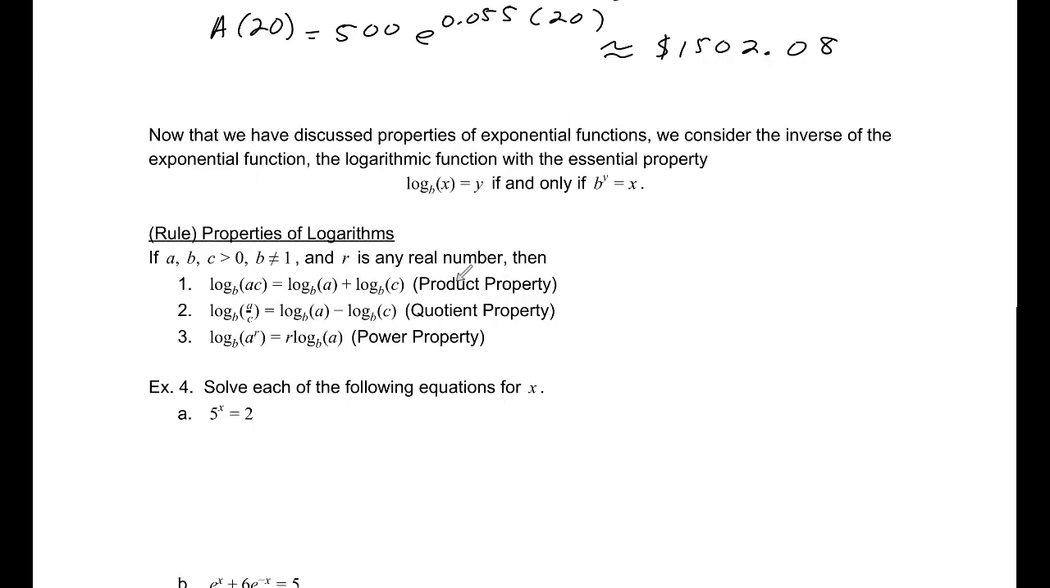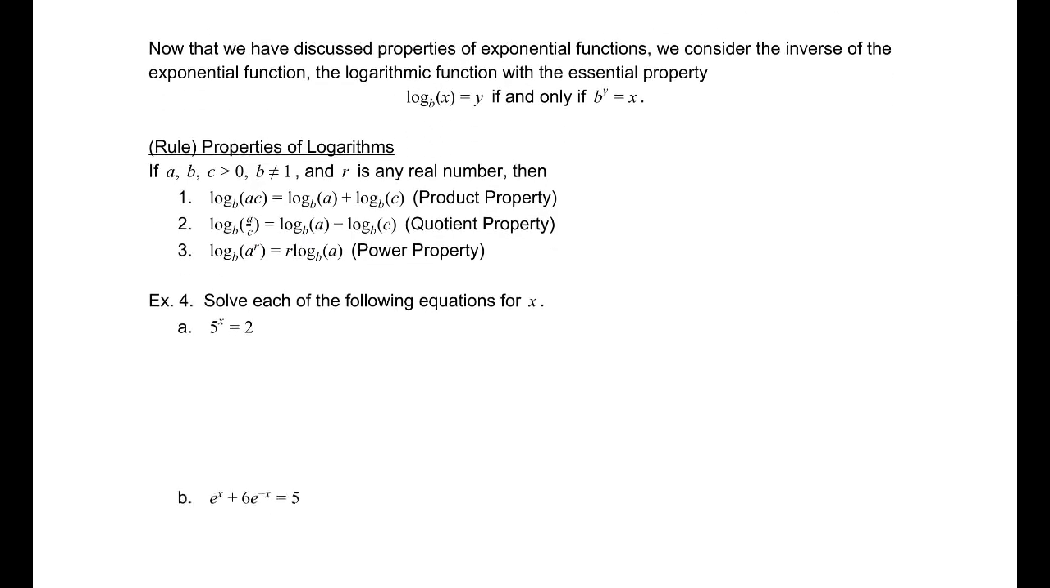So the first is the product property. If you have a product in a logarithm as an argument, that can be written as the sum of the logarithms. The quotient property takes a quotient and you can write it as the difference of the logarithms. And then the power property, which is my personal favorite, can take exponents and write them as just a coefficient. Now we'll use these as we need them.